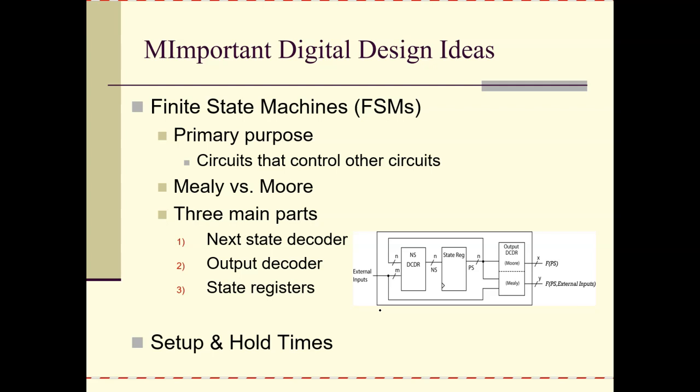These are the three accepted modules in a state machine. We have the state registers, which represent the only memory inside a state machine, and then the output decoder and the next state decoder. Just by their name, decoder, we know that these are typically combinatorial circuits.